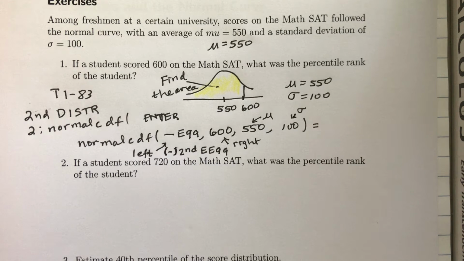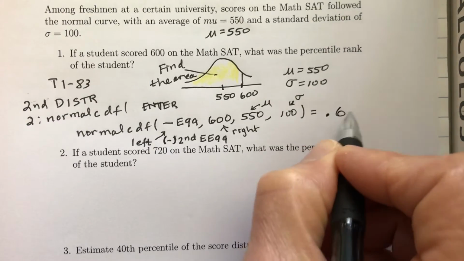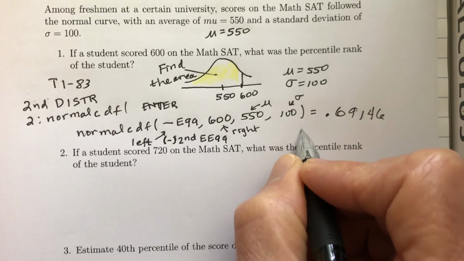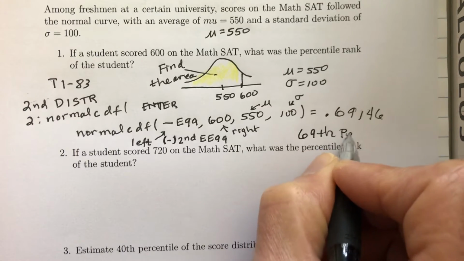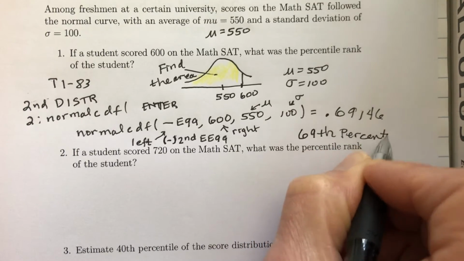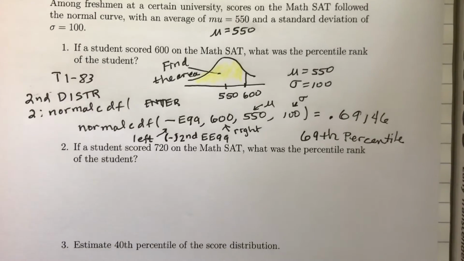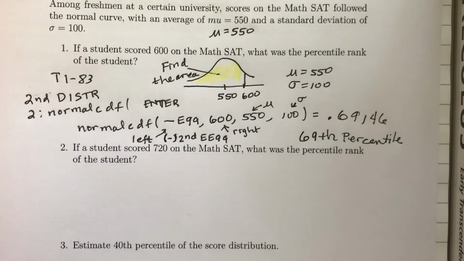Okay, so putting those numbers in, I'm getting 0.69146, and I'm going to round that to 69%, and so I write the 69th percentile. But I'm always thinking, well, did I get those numbers right? I think it's about right. If you look at it, it's half a standard deviation. The z-value would be 0.5.